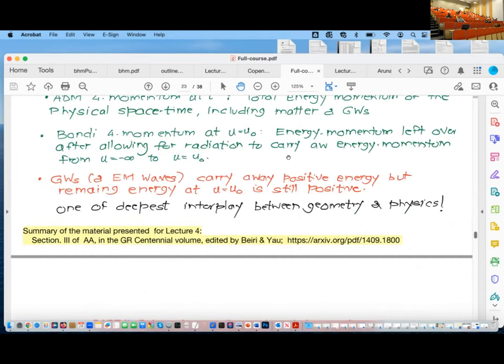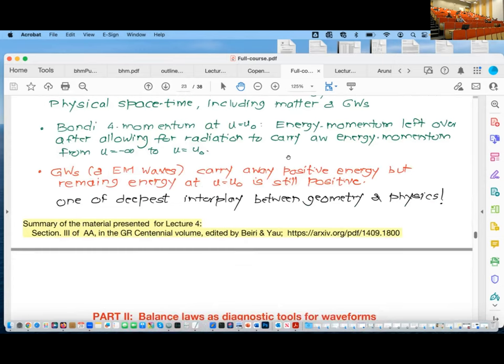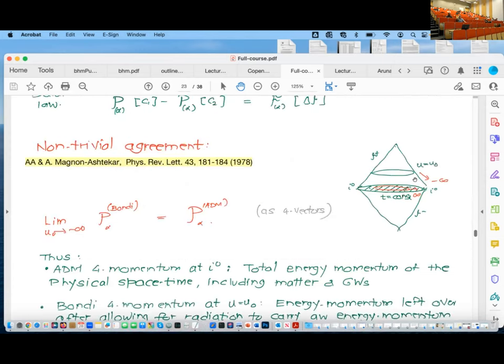And gravitational and electromagnetic waves carry away positive energy, but the remaining energy that is left over, it could happen that they carry away more energy than there was in the system, and then there would be instability. But that is not the case, because we know that the Bondi four momentum up here, or the Bondi energy up here, is again positive.